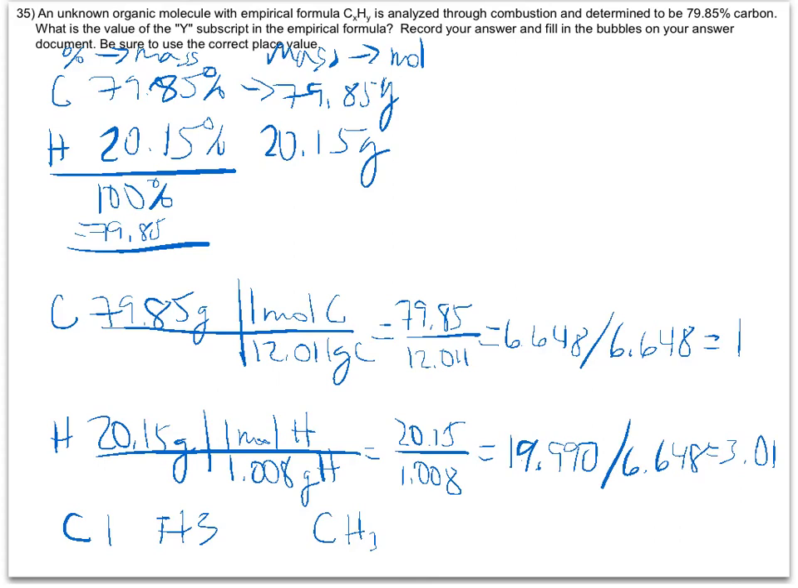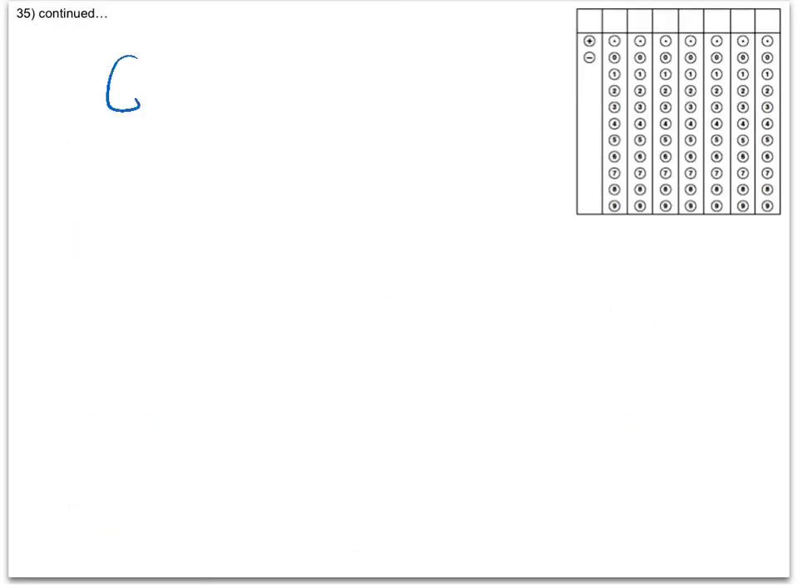And then it asks what the subscript Y would be for hydrogen. Well, we know that since we have CH3, this is our subscript for the Y, if you will, on the hydrogen. So to bubble in, positive 3. And that's all you have to do. You don't have to put a decimal if you don't want to. You can if you want to. But it's just 3.